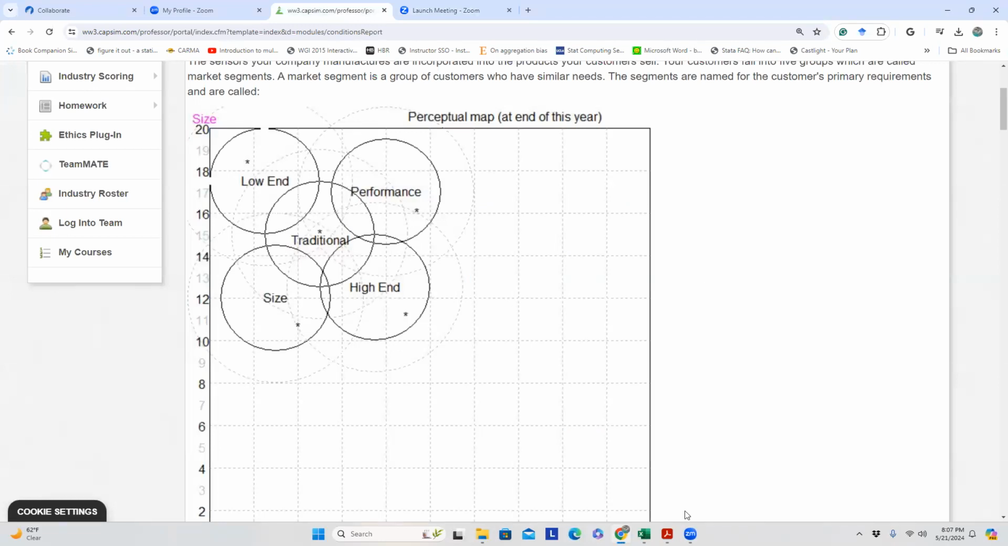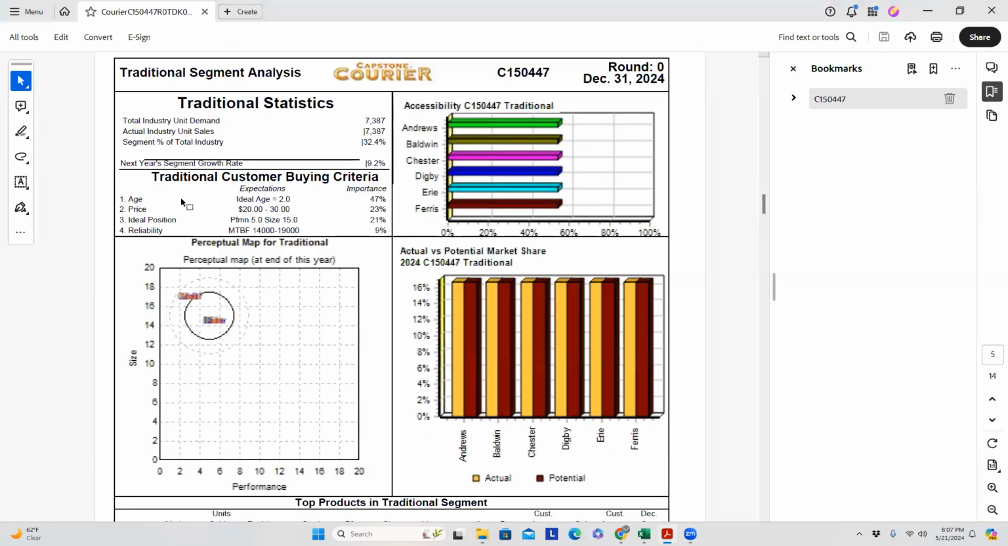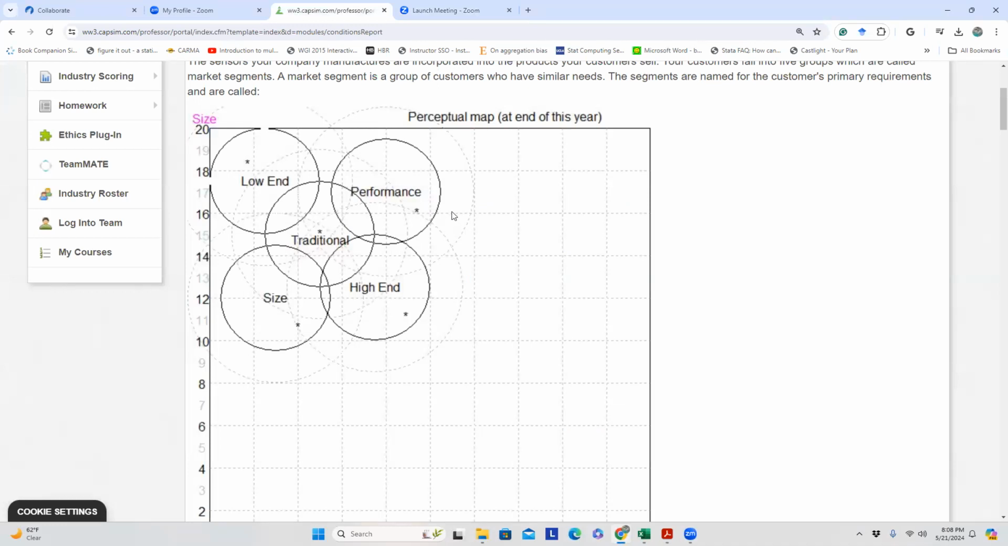What we're going to look at are the performance characteristics and how you should configure your products, and how do we start understanding this. First and foremost, I want you all to look at the industry conditions report. In your team member guide, you should be able to look at this.